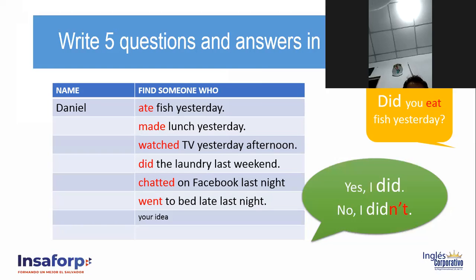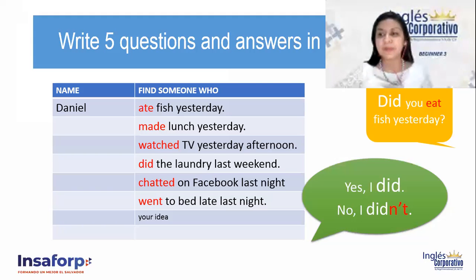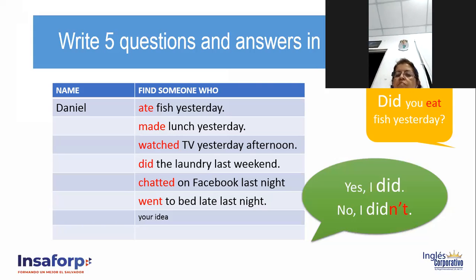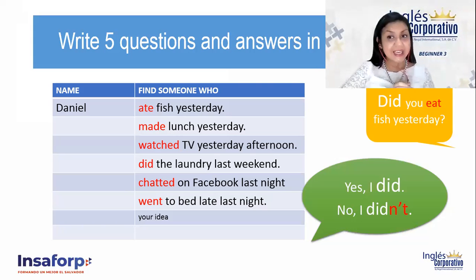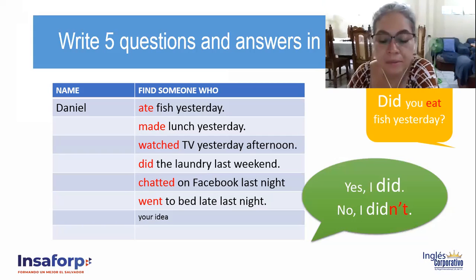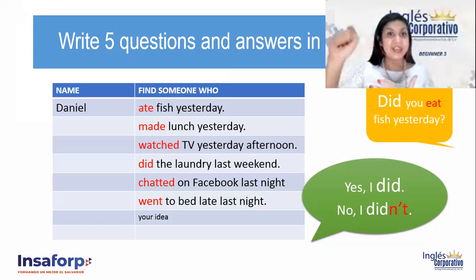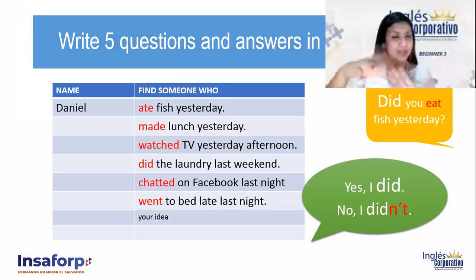Finished. Okay, now I am going to create the breakout rooms and you are going to ask and answer the questions in your groups. And if your classmate answers, yes, I did, you write the name of your classmate. Si su compañero dice, yes, I did, escribe el nombre de su compañero. But if your classmate answers, no, I didn't, don't write the name. Ask another person.